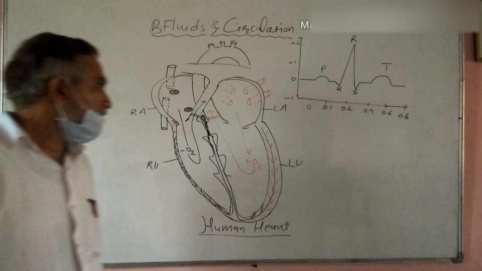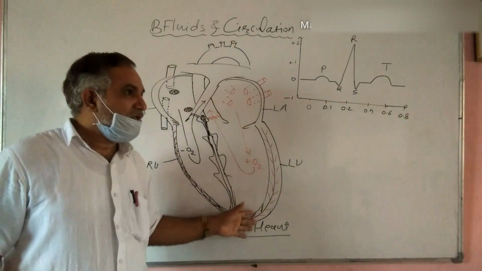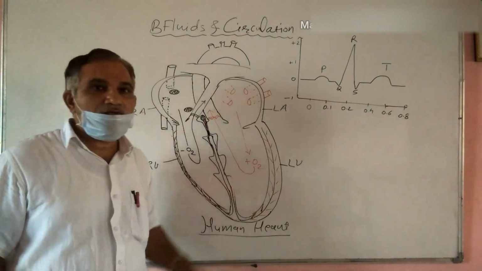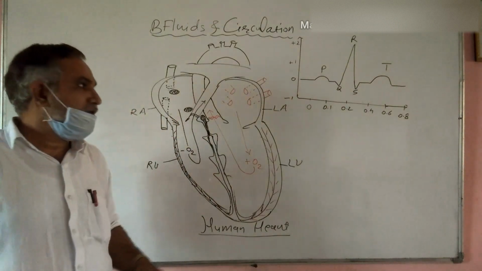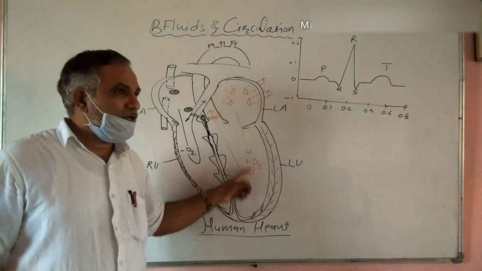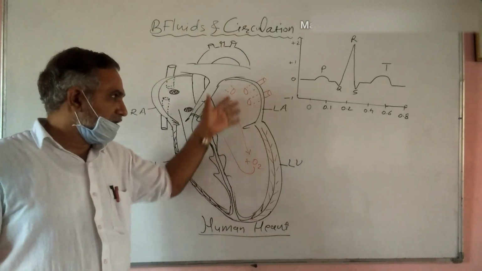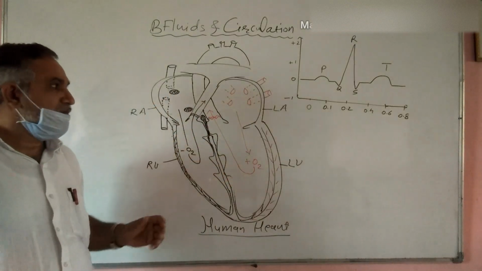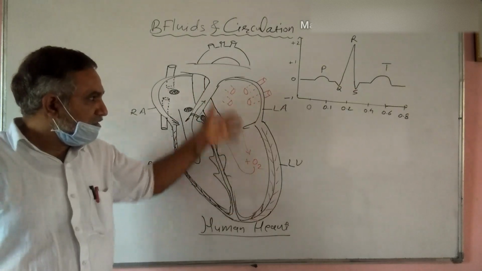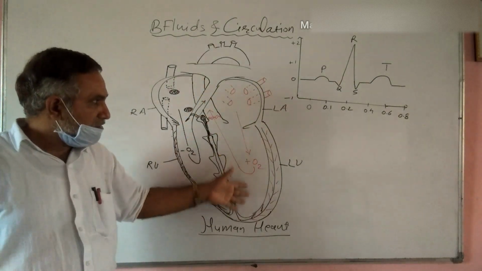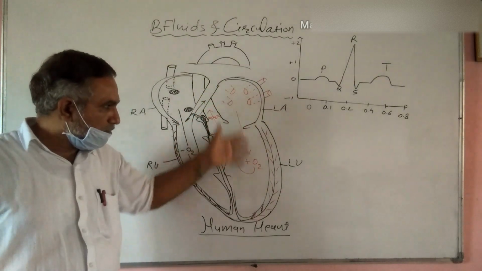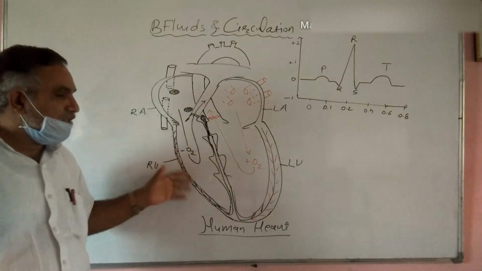And this is the left side of the heart, and this is concerned with the pure or oxygenated blood. This plus O2 means pure blood or oxygenated blood, and that's why it is indicated here with the red ink, and this is with the black ink. So this left side is concerned with the pure blood, and this is concerned with the impure blood.